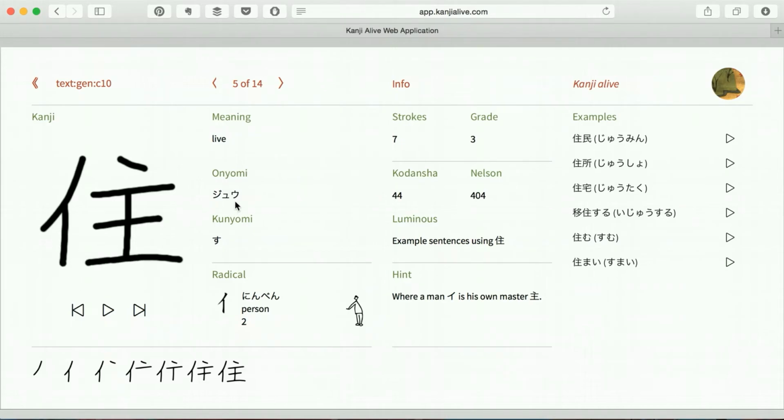The onyomi is ju, and the kunyomi is su, as in sumu. Jusho, address, so it's literally the residing tokoro, place. And then sumu, to live, as in to reside. Sumai is actually a noun that means dwelling or residence.